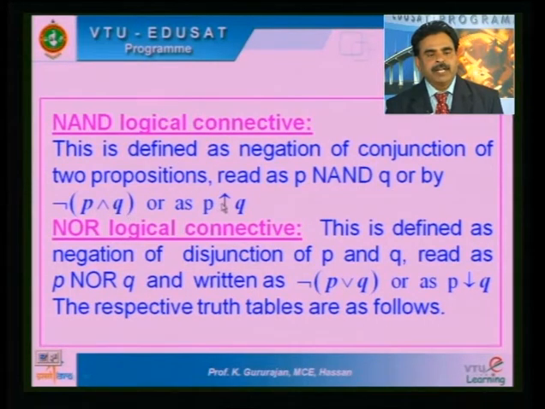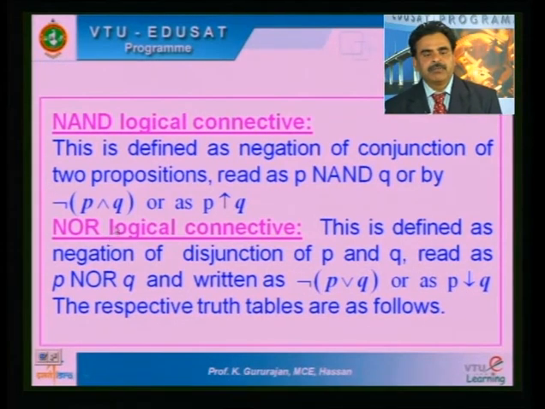I use this symbol, arrow mark upwards, to mean P NAND Q. That means first apply an AND, whatever comes to that I have to apply negation. Similarly, NOR operator. This is defined as negation of disjunction. That is negation of P or Q. That is P NOR Q is negation of P or Q. I use this symbol P arrow mark downwards Q.